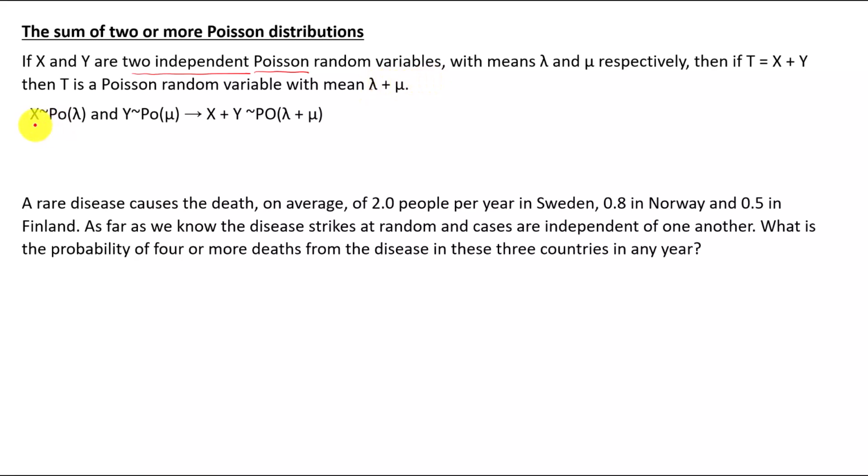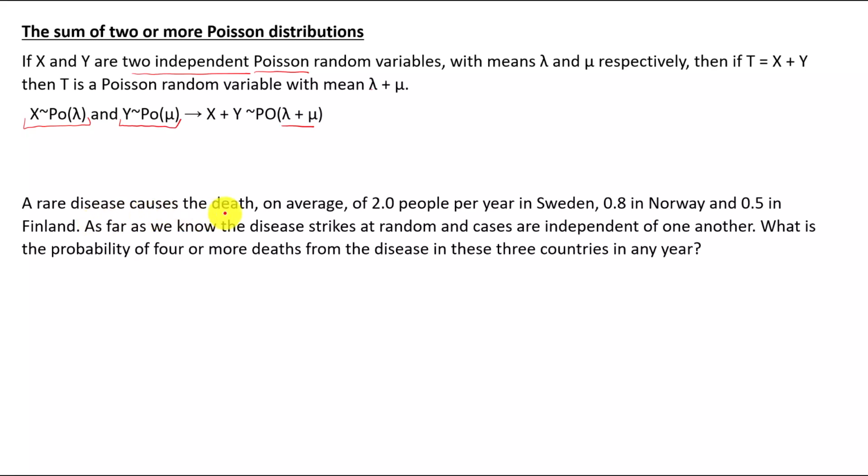So for example, if I have a Poisson distribution as x with lambda as the mean, and I have a Poisson distribution, let's call it y, with mu as the mean, as long as those are within the same interval, and if not, I have to adjust those, and I want to put them together, so a total, x plus y, then all I have to do is add their means. Okay? So here's an example.